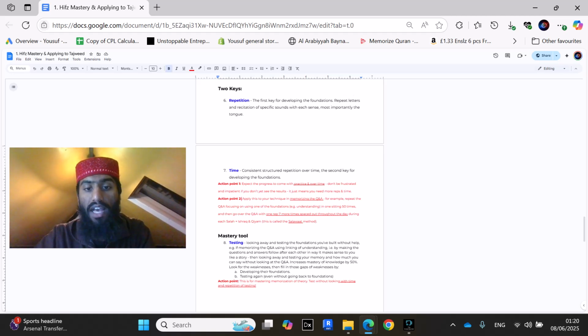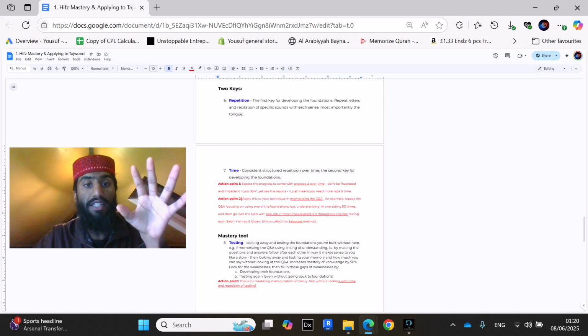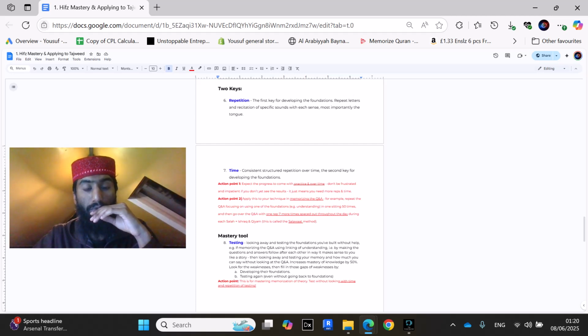Action point 2: apply this to your technique in your memorization, the Q&A. So using these tools, use it in memorizing. And I want you to use your understanding most when it comes to the Q&A. And I want you to say it from yourself. Don't say it by repeating your muscle memory, no. Nor your rhythm, no. I want you to be able to memorize the Q&A by using your understanding.